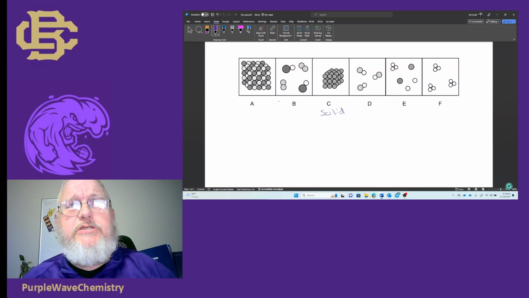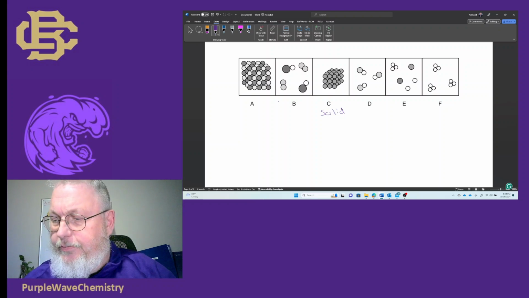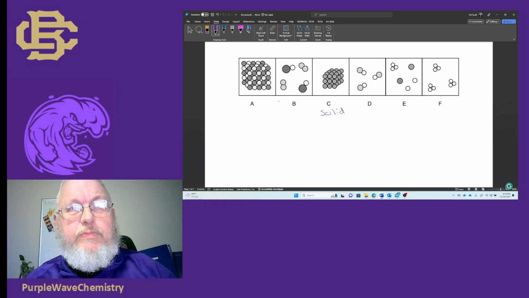Now, what else could I say about it? Well, they're the same particle, the same darkened colored sphere. So then this is going to be an element. I know this is going to be an element. I can't break it down any further. It's going to be a solid element. Okay, let's look at this one. Let's look at A.